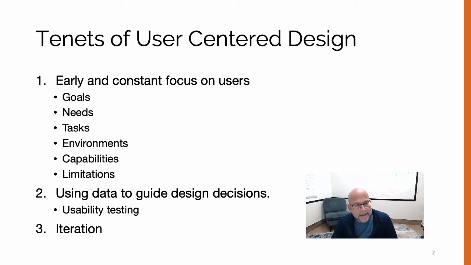It really has 3 tenets that are worth keeping track of, and in fact, you'll probably notice that almost all kinds of design processes that are user-centered in any way, that includes Agile and other kinds of design processes, usually have these 3 tenets. The first is it involves an early and constant focus on the users of the product. So that focus includes a focus on their goals and their needs and their tasks and the environments in which they do these tasks, as well as the people's capabilities and their limitations. We need to know all of those kinds of things about the user in order to design well for them.